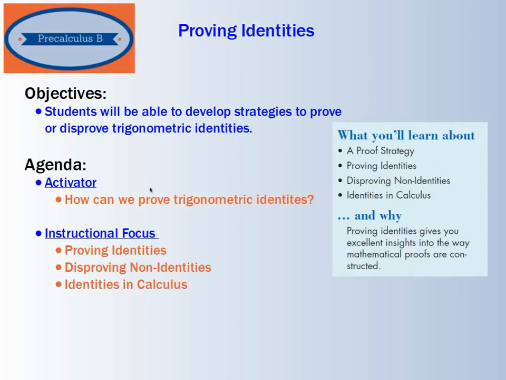Today's lesson will focus on proving trigonometric identities. Our objective for today is that students will be able to develop strategies to prove or disprove trigonometric identities. In our activator, we looked at the definition of the word prove and what it means to actually try to prove something to be true. You'll learn about today proof strategies, proving identities, disproving non-identities, and identities that are used in calculus.